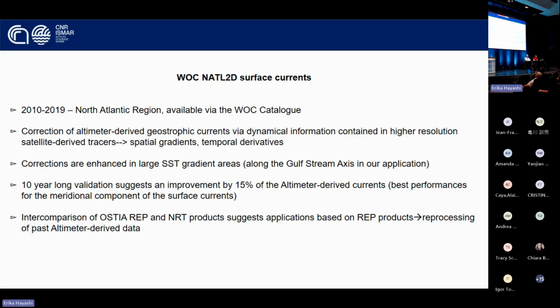So concluding very briefly, we presented this new dataset for ocean dynamics applications that demonstrated that SST can indeed be very useful to improve the estimate of the ocean surface circulation. We got improvements up to 15% on a 10 years long time span. And of course, these improvements are more effective in strong SST gradient areas. So along the Gulf Stream, for our case, we basically go back to altimetry in other areas.